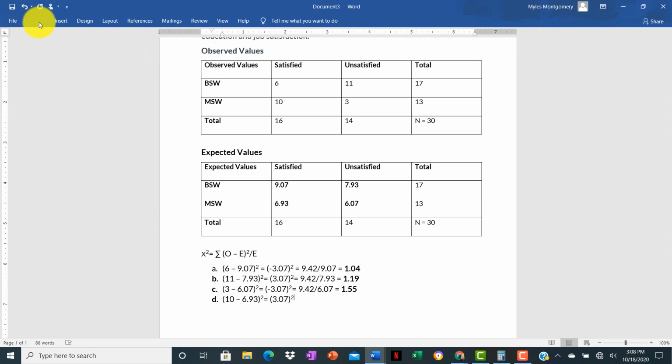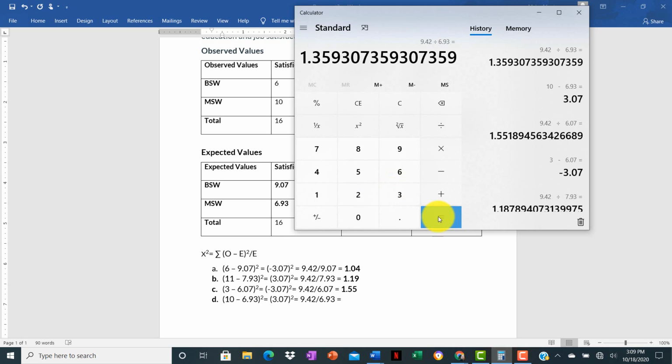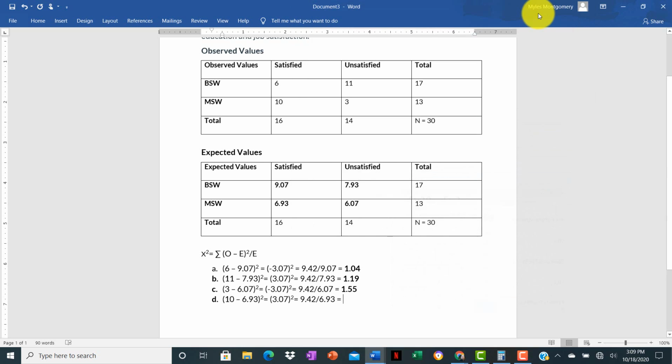Go ahead and square that. Okay, and then we're going to move down here. And so what I'm going to do here is, just as you expect me to do, I'm going to write 9.42 divided by, what's the expected value here? 6.93. We're going to find out what that equals. Okay. So again, say 9.42 divided by 6.93. And that's going to give us 1.36. Do you see how I got that? When I rounded, the 9 raised the 5 up to a 6. Okay, 1.36.